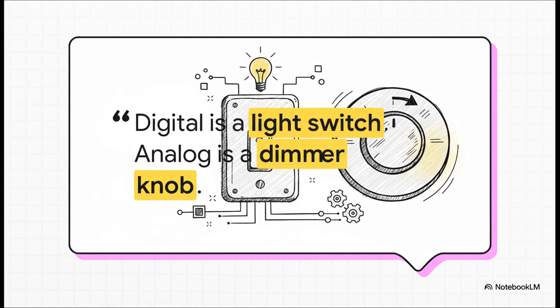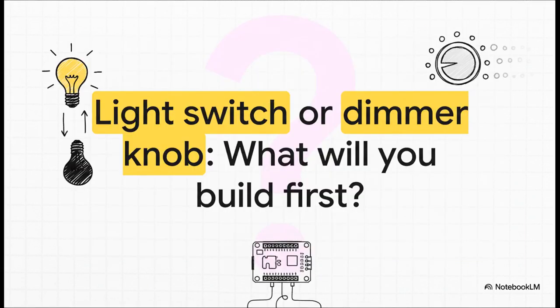Digital is a light switch. Analog is a dimmer knob. So the only question left to ask is, what are you going to build first? Are you going to start with a simple on-off light switch project, or are you going to jump right in and build something with all the nuance and control of a dimmer knob? The choice is all yours.